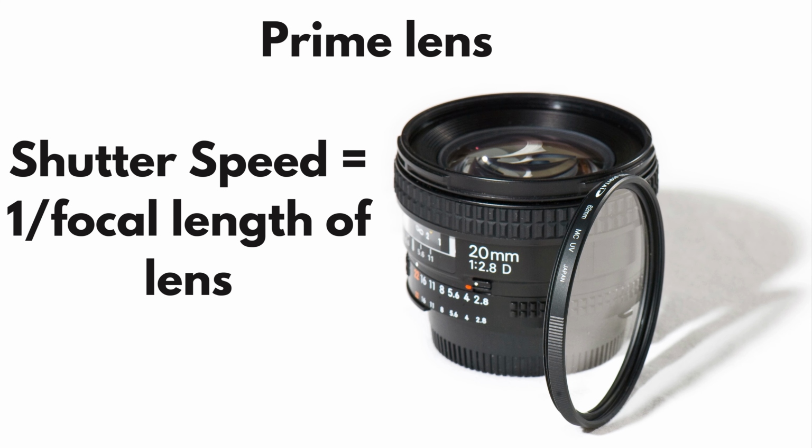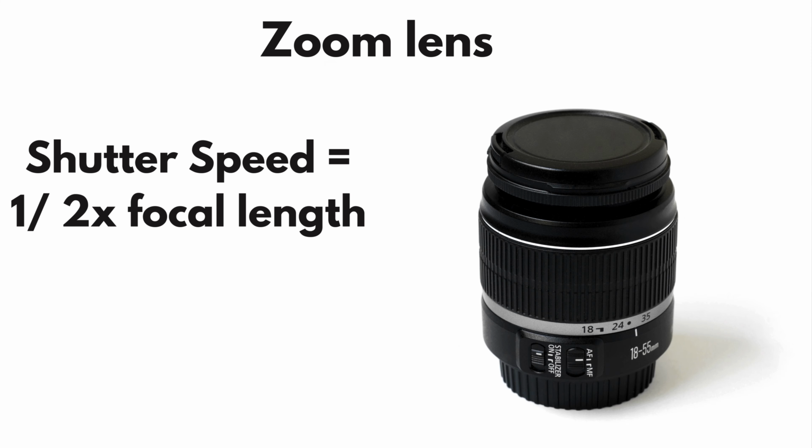If you're using a prime lens, then your shutter speed should be 1 over your focal length. And if you're using a zoom lens, then your shutter speed should be 1 over twice of your focal length, right? But never ever go below 1 by 30. In my experience, if you go below 1 by 30, you will see a lot of blur due to camera shake. And obviously, if you go below 1 by 15 or 1 by 10, then without a tripod, it's just a mess, right?